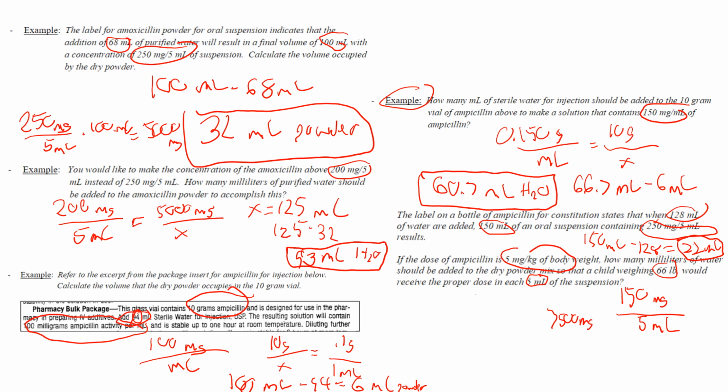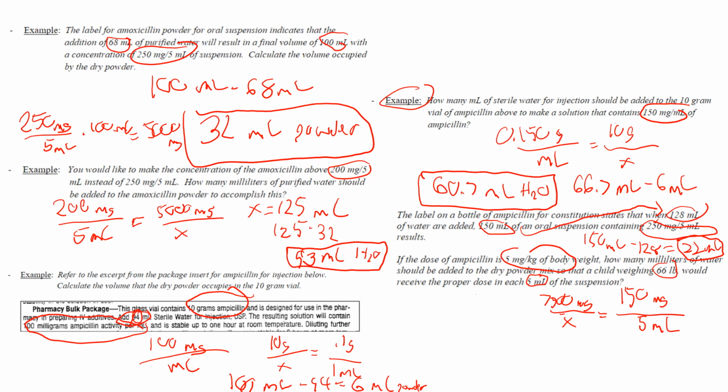This should pretty much always be the first thing you do, is just find out that actual volume of dry powder if it gives it to you like this. But I did want to show that off, just in case, because I know I had to mention that there. So what we're going to do now is we're going to set up a proportion. 7,500 milligrams over x equals 150 milligrams per milliliter. Same thing, solve this proportion really quick.